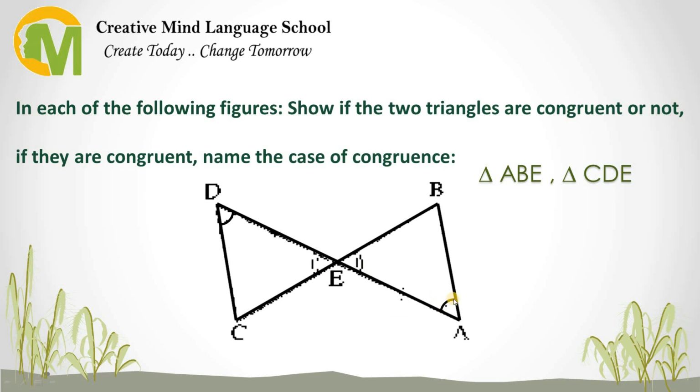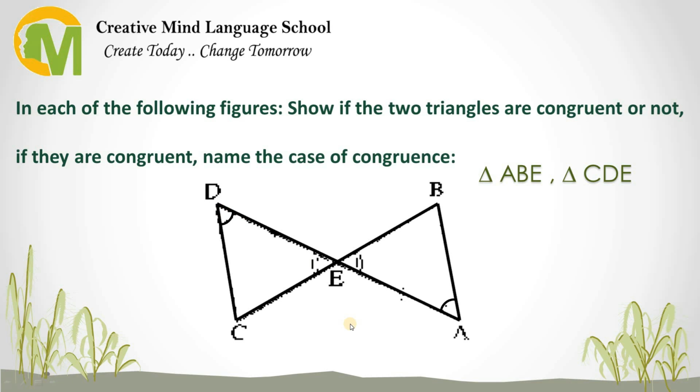Very good. Now let's focus on the given information and see if the two triangles are congruent or not. Here we have the measure of angle A equal to the measure of angle D, and the measure of angle AEB, this angle, is equal to angle CED. Again, the measure of angle AEB is equal to the measure of angle CED. And there is no other information given in this example. There are no sides, no angles.